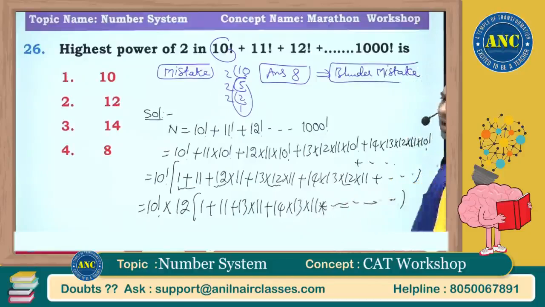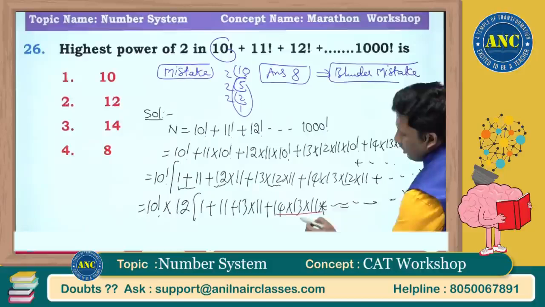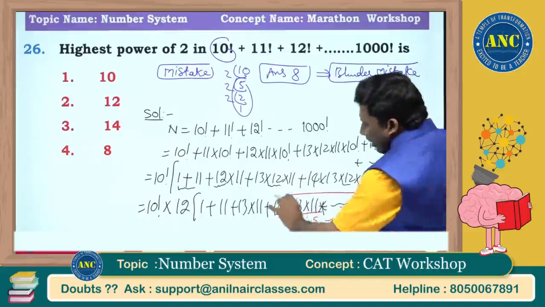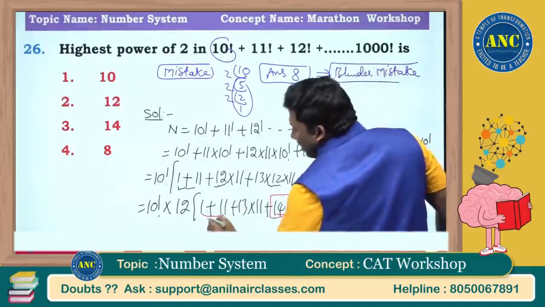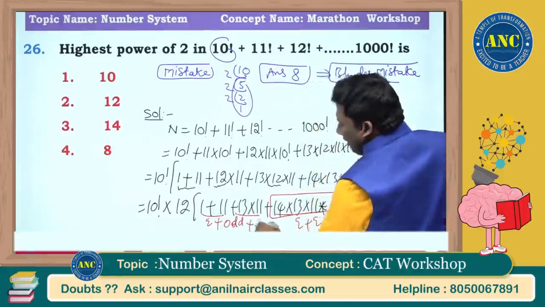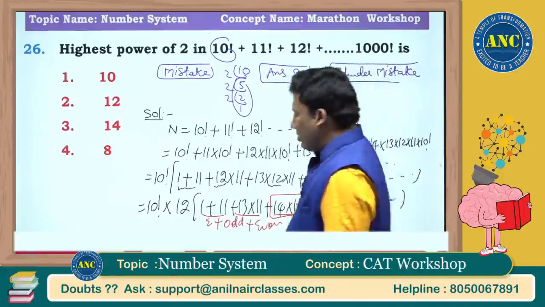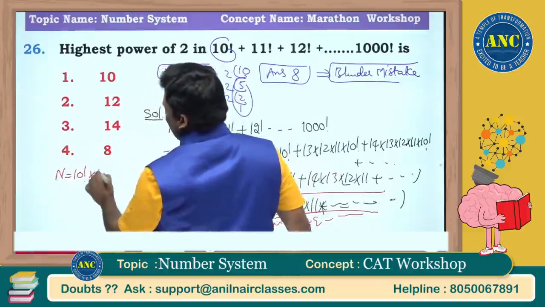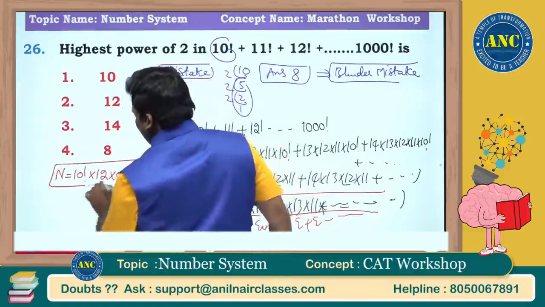Are you all with me? Now see here, logically, 14 into 13 into 11 is even. Any number of times an even number, the answer will be even. 1 plus 11 is 12, even. 13 into 11 is odd. Even plus even is even, plus odd is odd. That means I will get finally 10 factorial into 12 into odd.